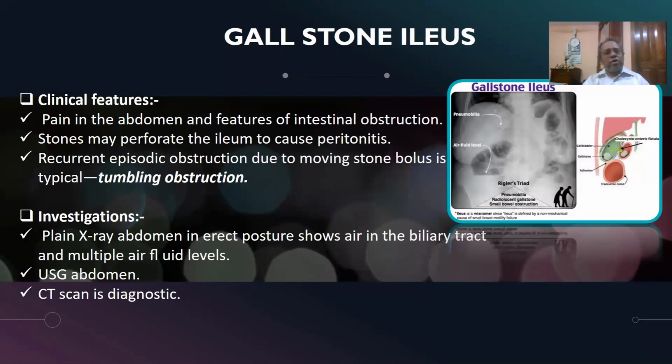So the clinical presentation is the same. In a plain X-ray, if you look very carefully, there is a stone in the gallbladder and a calcified shadow there, which may be an intestinal obstruction along with a gallstone ileus. This is the intestinal obstruction due to gallstone ileus.